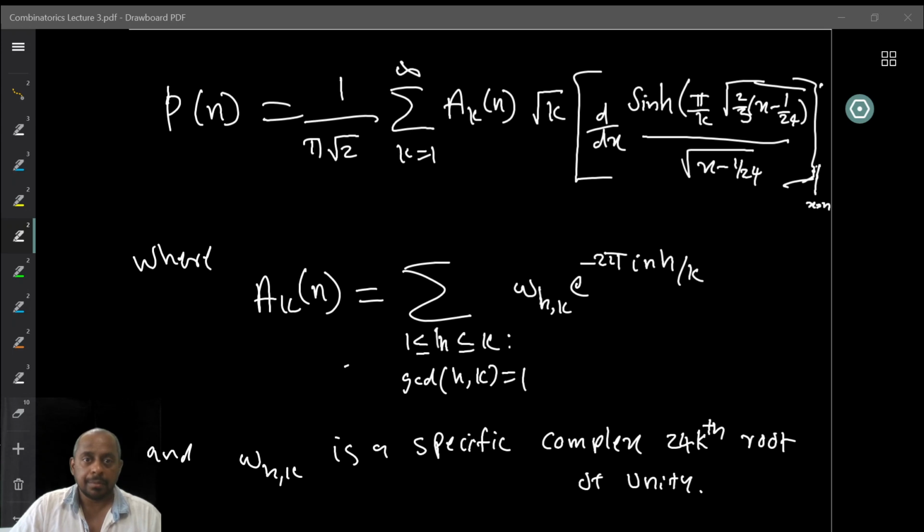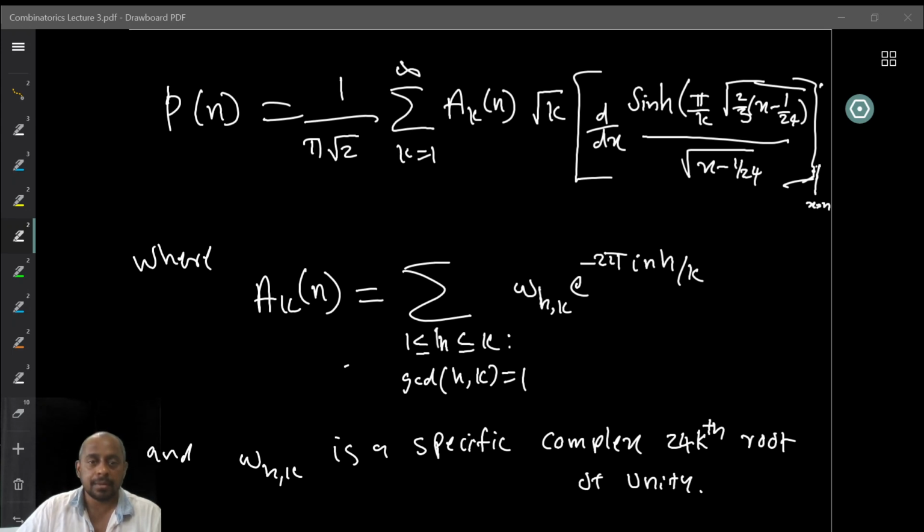P of n is equal to 1 over pi square root of 2, summation k equal to 1 to infinity, A_k of n, square root of k, into d by dx of sinh of pi by k into square root of 2 by 3 into x minus 1 by 24, divided by square root of x minus 1 by 24, evaluated at x equal to n, where A_k of n is the summation over all h with 1 less than or equal to h less than or equal to k, gcd of h comma k equal to 1, omega_hk e raised to minus 2 pi i n h by k, and omega_hk is a specific complex 24k-th root of unity.